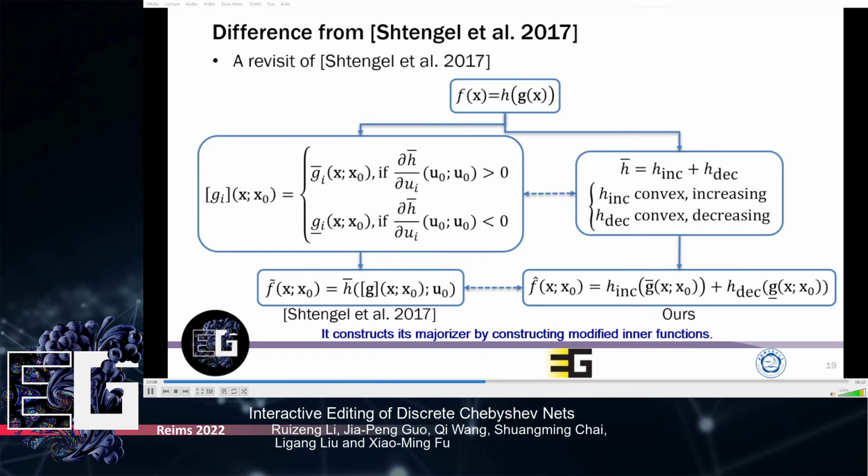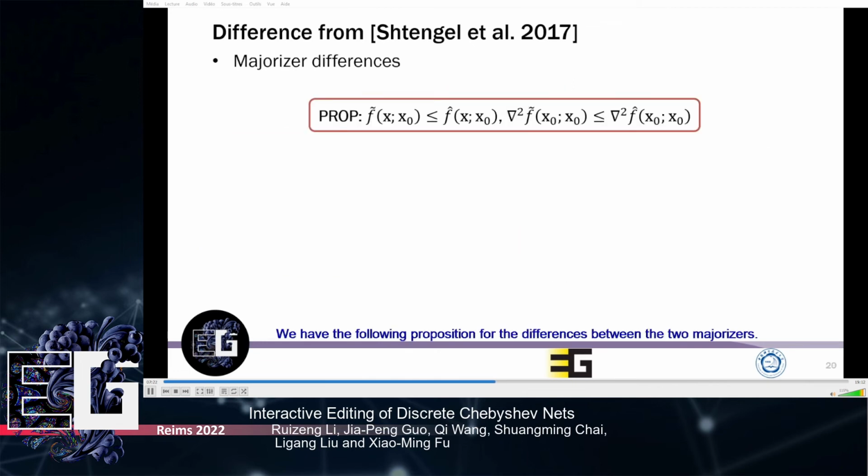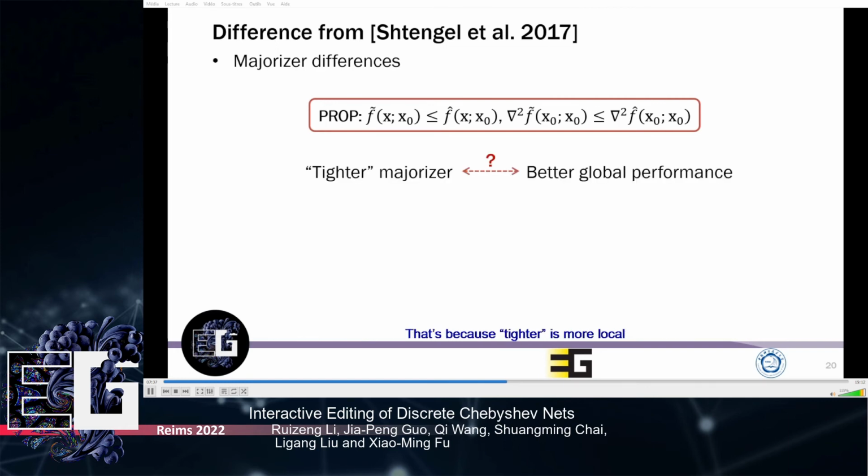Now I will revisit the method of Stangle et al. It constructs its majorizer by constructing modified inner functions. Our majorizer is different from theirs, and our solver provides another way to construct a majorizer. We have the following proposition for the differences between the two majorizers. Although this proposition shows our majorizer is greater than that of Stangle et al.'s, we think a tighter majorizer cannot guarantee better global performance in theory.